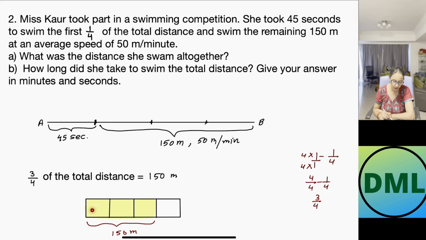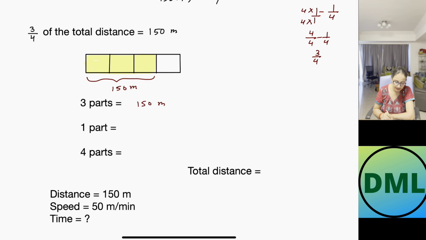Can I calculate how much is one part? Shall we do it together? 3 paths is 150 meters. One part will be how much? How do you reach from 3 to 1? You will divide it by 3. The same operation you have to do on the right hand side also, divided by 3. If I divide 150 by 3, my answer will be, 3 times 5 is 15, so it will be 5 and 0. That is equal to 50 meters.